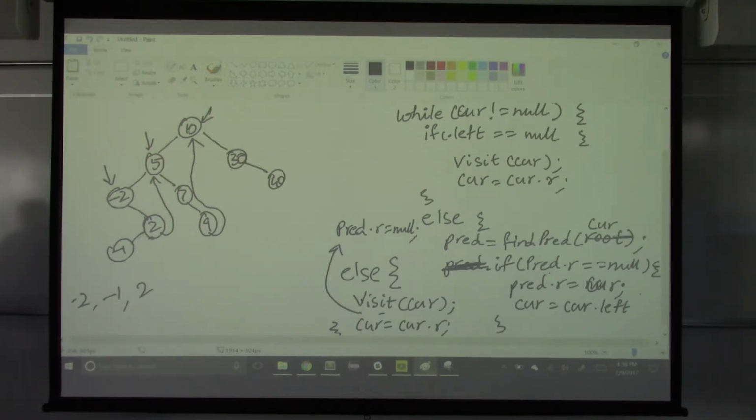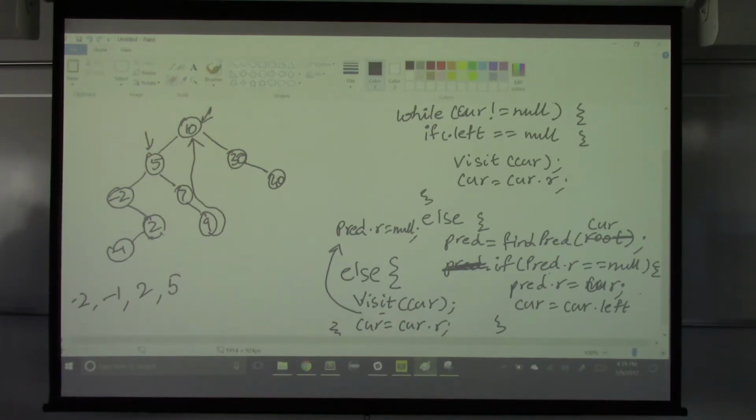Okay, now I did 2. Now what happens? I was here and I got into this. So which is what? 5, exactly. So now I'm at 5. And what's 5's predecessor? Again, go through the whole thing. Is 5's left null? No. So I go into the else and then I find the predecessor, which is 2. And is 2's right null? No. So I come into this else. So I visit 5 and I remove this connection.